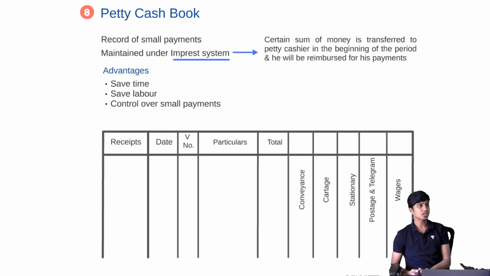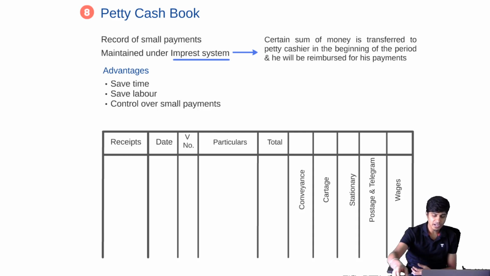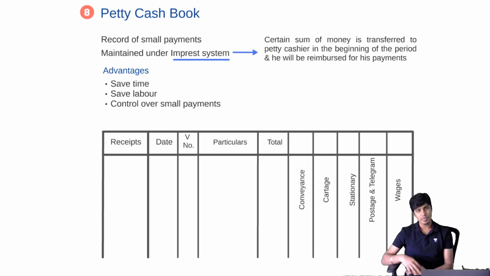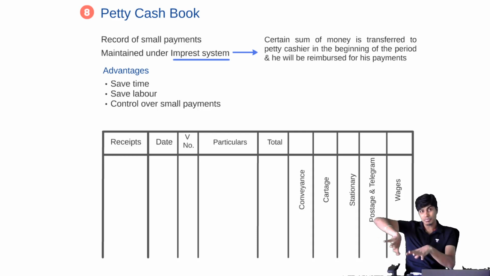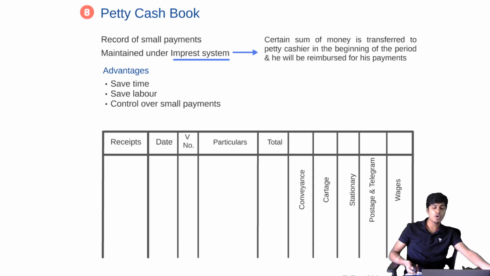Then we have petty cash book. This is maintained under imprest system because all the transactions relating to small amounts of money cannot be made in the main cash book. So whenever petty expenses are paid, what you do is you appoint a petty cashier, you give him a certain sum of money, and ask him to discharge the money from the petty cash. Whenever the petty cash box is empty, the main cashier will fill in money. So a petty cashier is the one who keeps track of all these small payments.